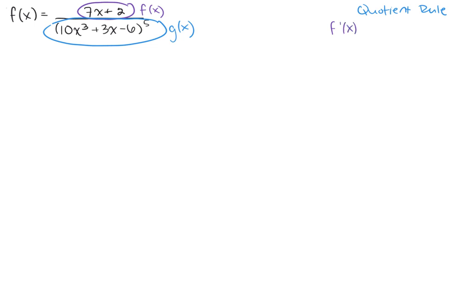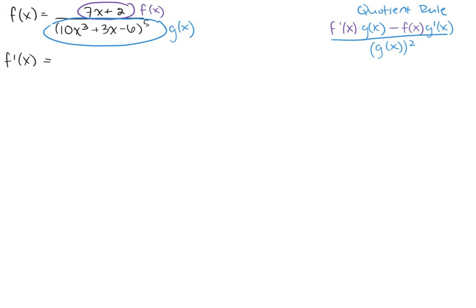Take the derivative of the numerator, multiply it by the denominator, and then subtract that from the numerator times the derivative of the denominator, and then divide that whole thing by the square of the denominator. So let's go ahead and do that using the quotient rule.